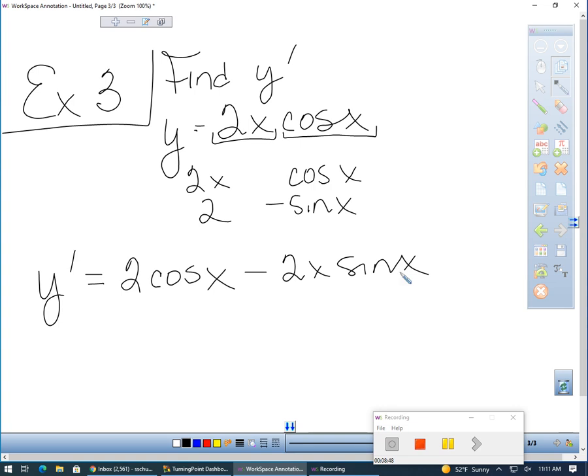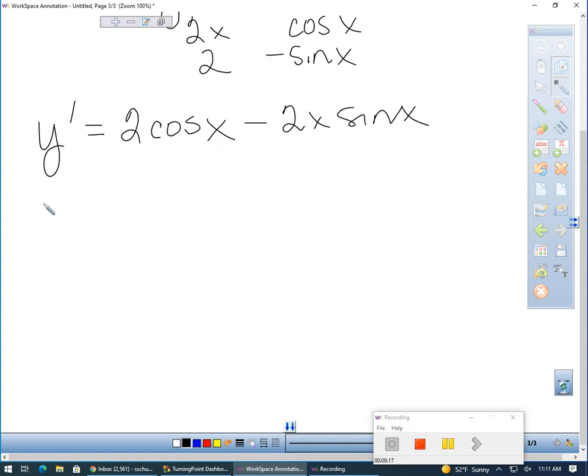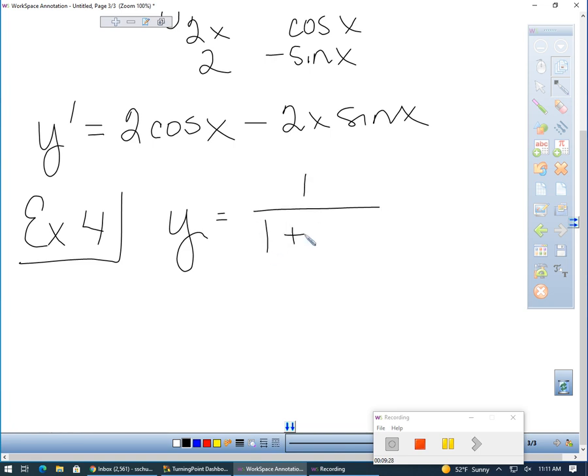There is one in that 1 through 9 that is also a quotient rule. Do we want one of those? Yeah. Let's throw one up there. Okay. Let's do one like this. Say, for example number 4, I have y equals 1 over 1 plus secant.